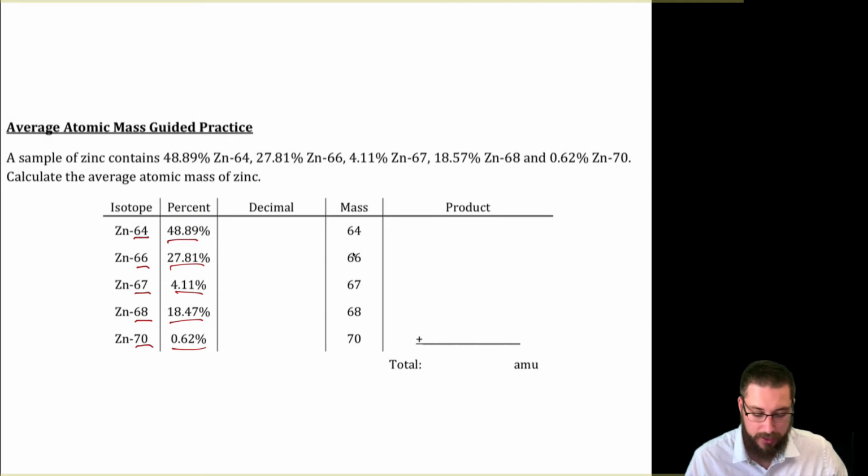So let's go ahead and do this. So what we want to do is take our percentage, convert it to decimal by moving the decimal place over twice. So we convert to decimal form. Do that for each one here.